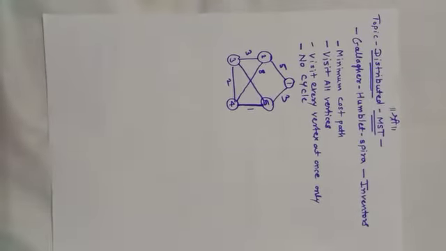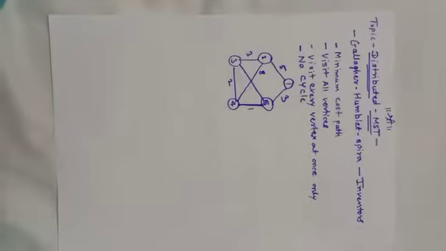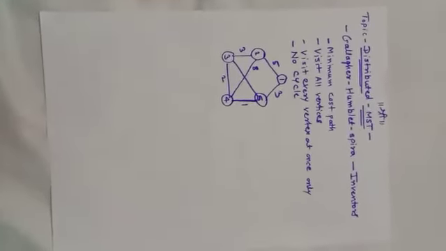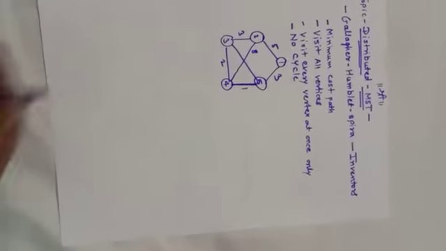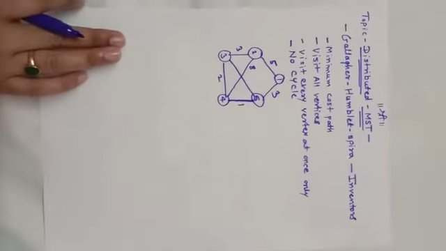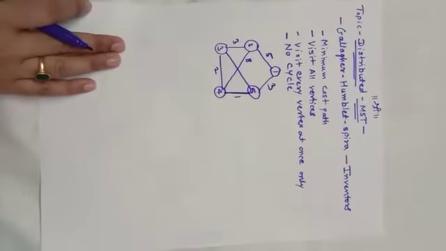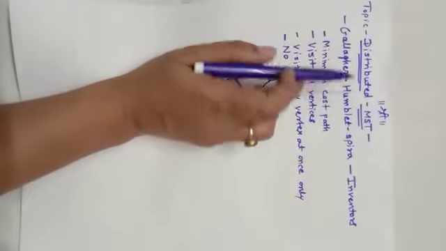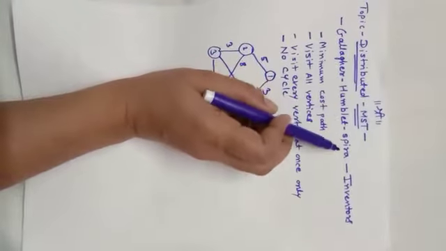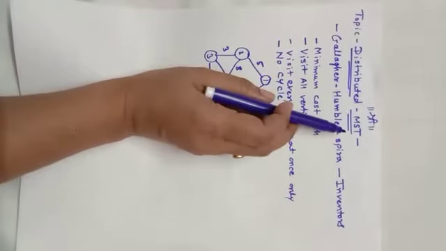Hello everyone. So today we are going to see the topic distributed MST. This distributed MST is again from unit number 6 of our subject Design and Analysis of Algorithms. This distributed MST was invented by three authors: Gallager, Humblet and Spira. These are the inventors of this particular algorithm.